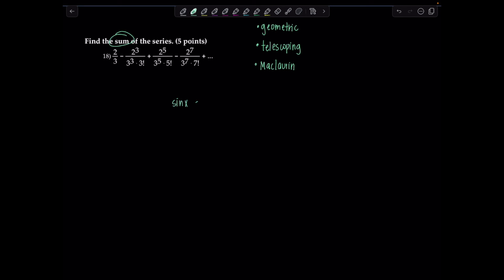Remember, sine of x is the sum, n equals 0 to infinity, negative 1 to the n, x to the 2n plus 1 over 2n plus 1 factorial. So what is x here? Well, it's 2/3. The 2n plus 1 factorial is 1 factorial, 3 factorial, 5 factorial, 7 factorial. Negative 1 to the n is the alternating portion. The only part that's not accounted for is x to the 2n plus 1.